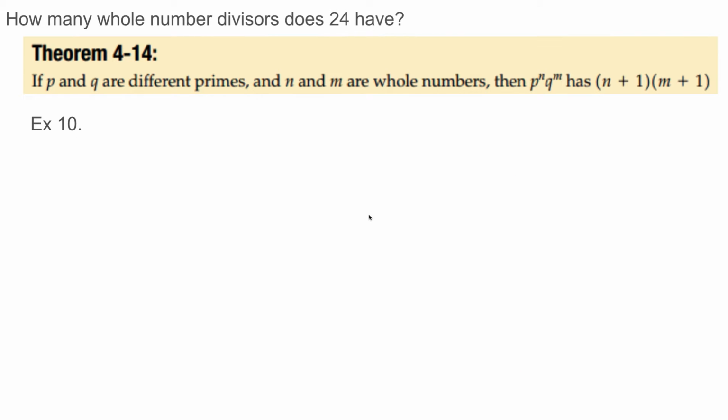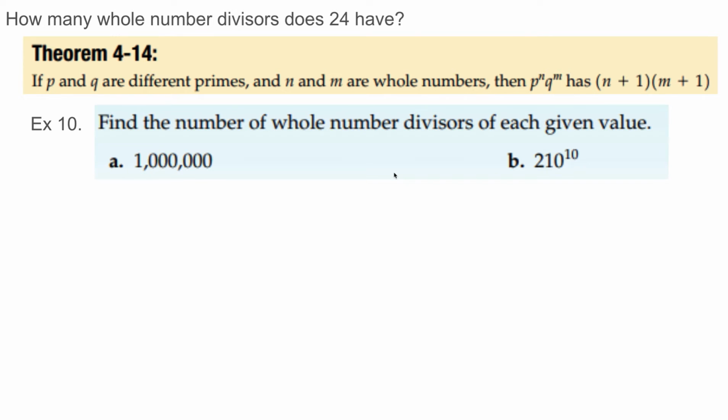So here is the next theorem. If P and Q are different primes and N and M are whole numbers, then P to the N's power times Q to the M's power is the only way to represent the prime factorization of a certain number. Then the number of divisors for that number is N plus 1, just 1 more than the exponent of the prime factor, times 1 plus the other one's exponent, multiplied together. If that generalization is a little bit hard, we can always practice with some examples.